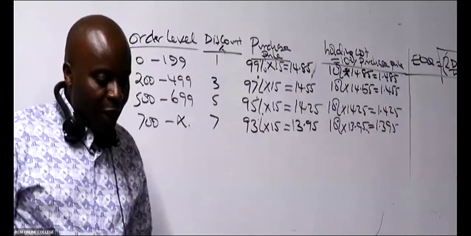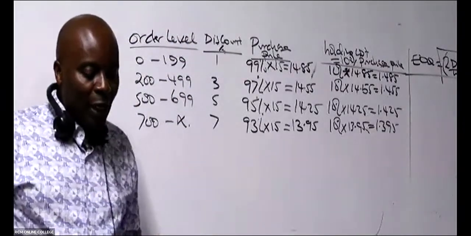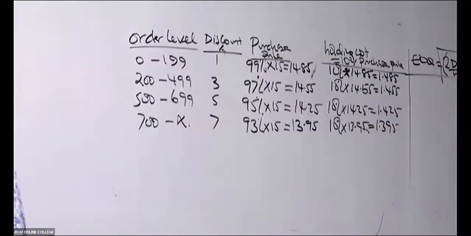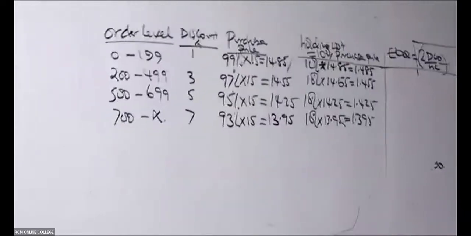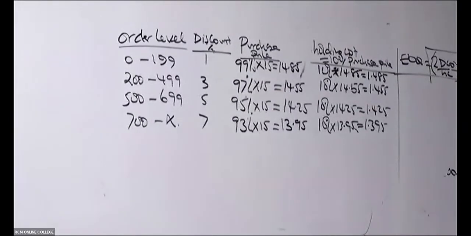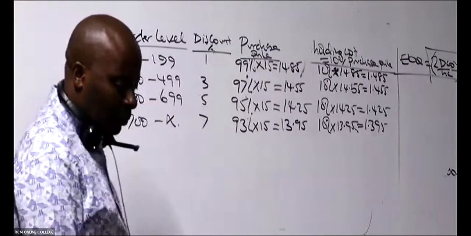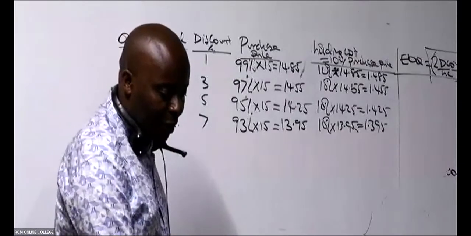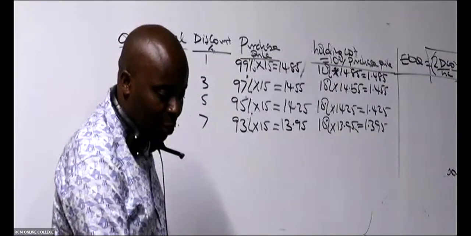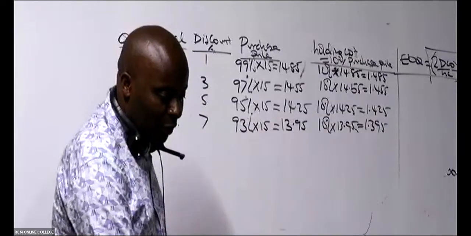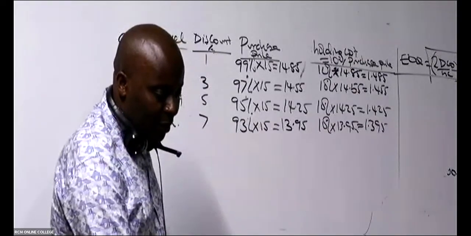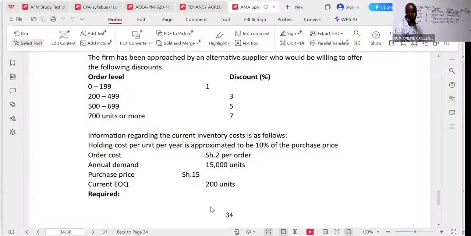Which paper are we doing? We are doing this question from our handout. It's a very old past paper question. We are doing this particular question from our handout, Pauline. I hope you have the handout. It's on page number 34.